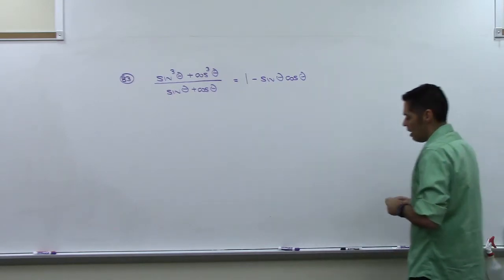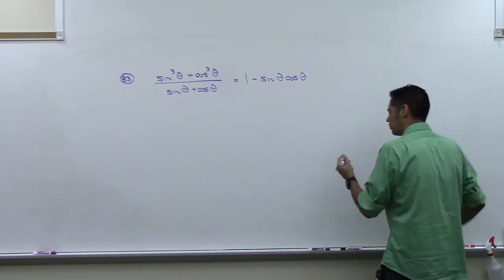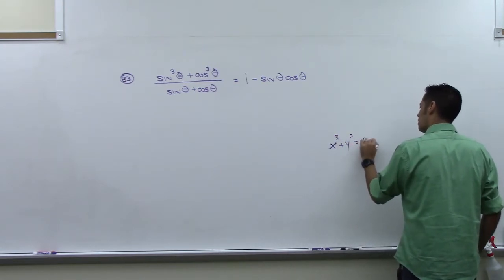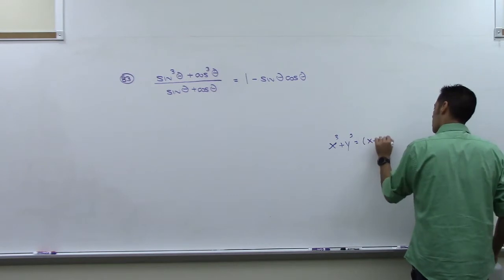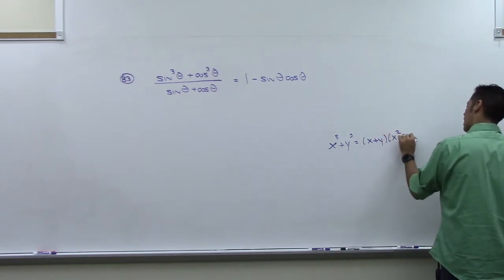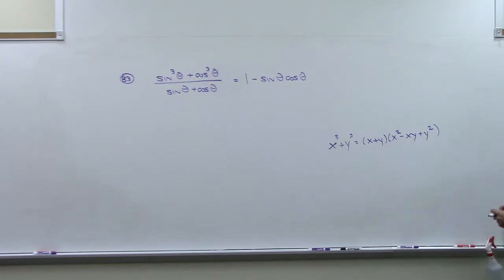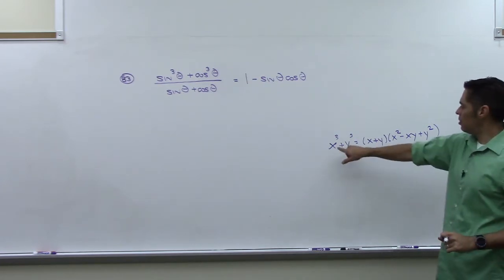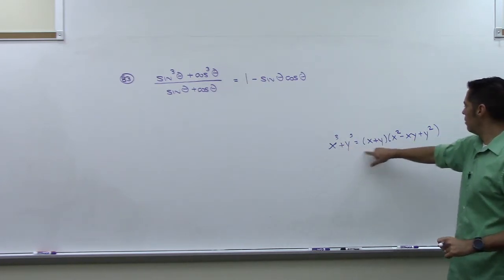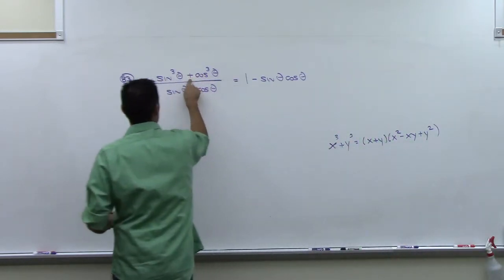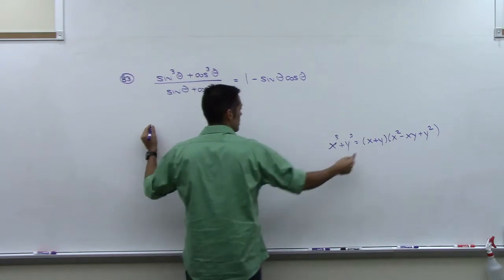All right, so I need to remember a formula. x cubed plus y cubed equals x plus y times x squared minus xy plus y squared. This is a sum of cubes formula from college algebra. So 2 things cubed being added together, here's the formula for it. So I notice I have 2 things cubed being added together, so I can rewrite that as the first one plus the second one.